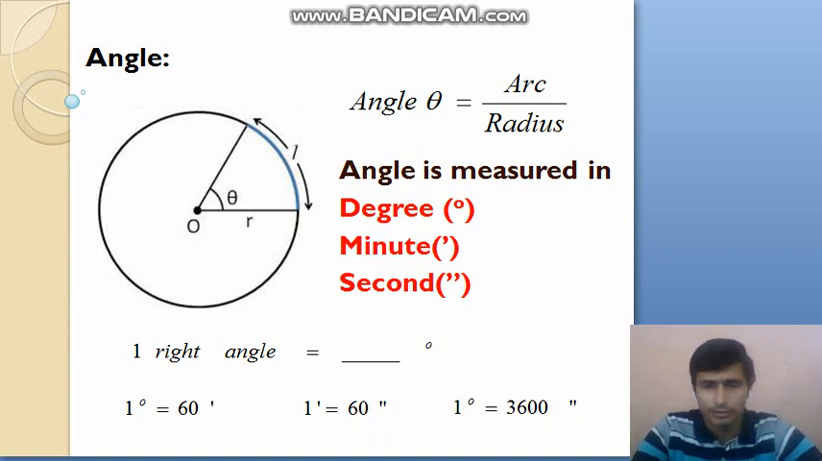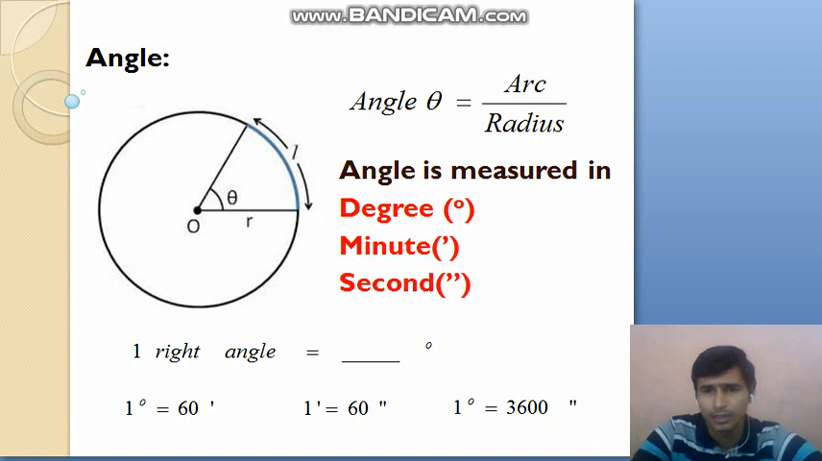You know what is the value of one right angle? It is equal to how many degrees? Obviously you know one right angle is equal to 90 degrees. If you consider a right angle triangle, it has an angle of 90 degrees.